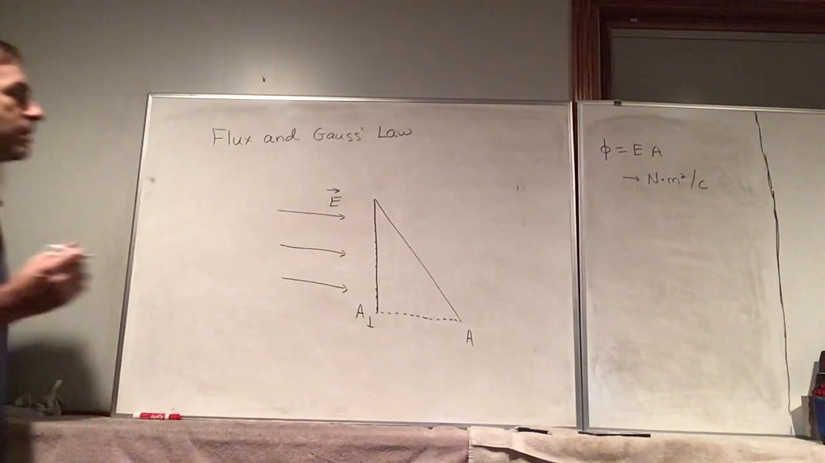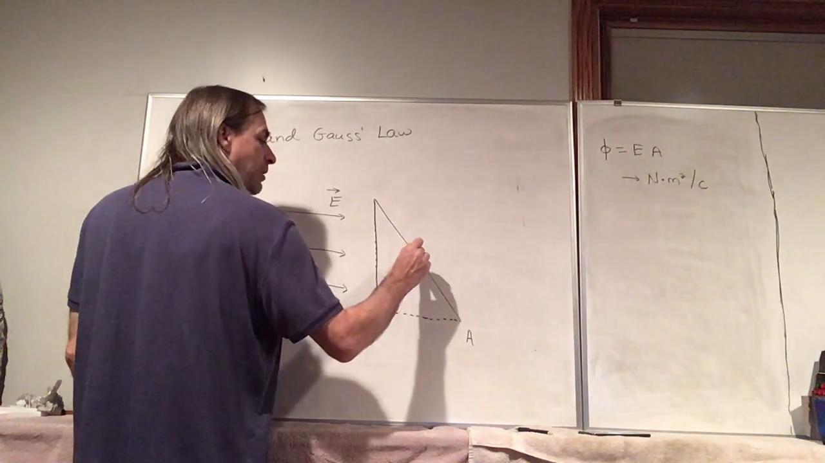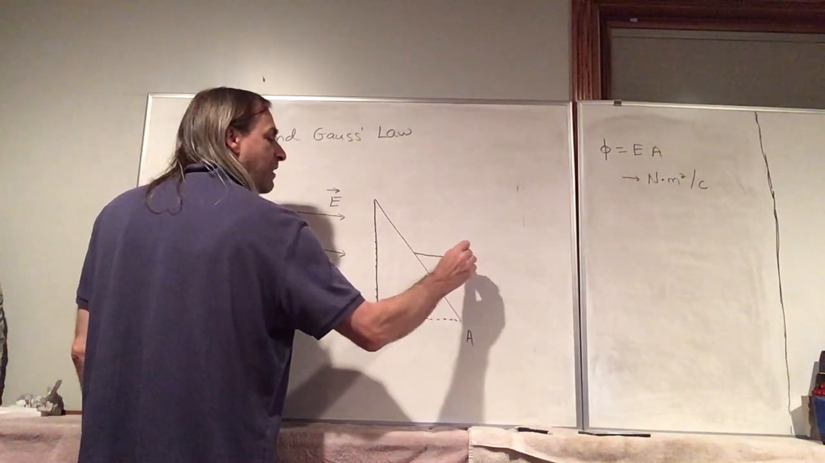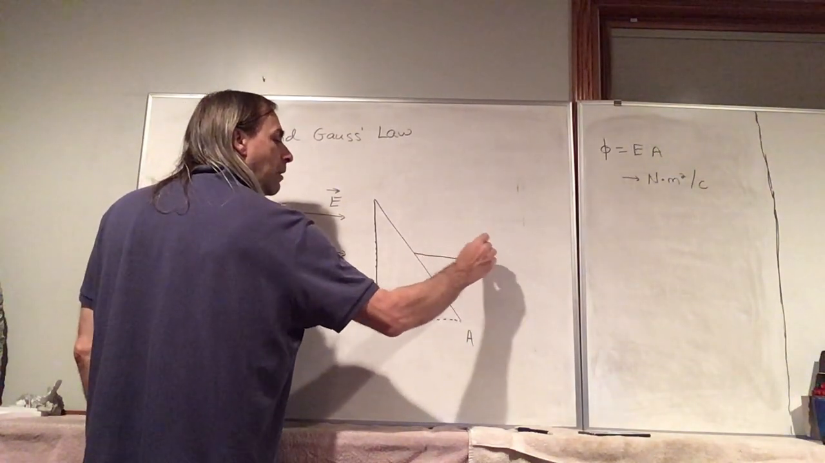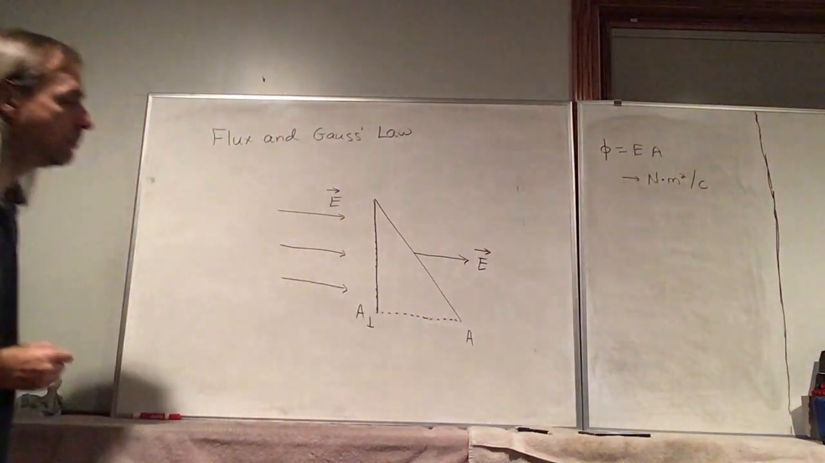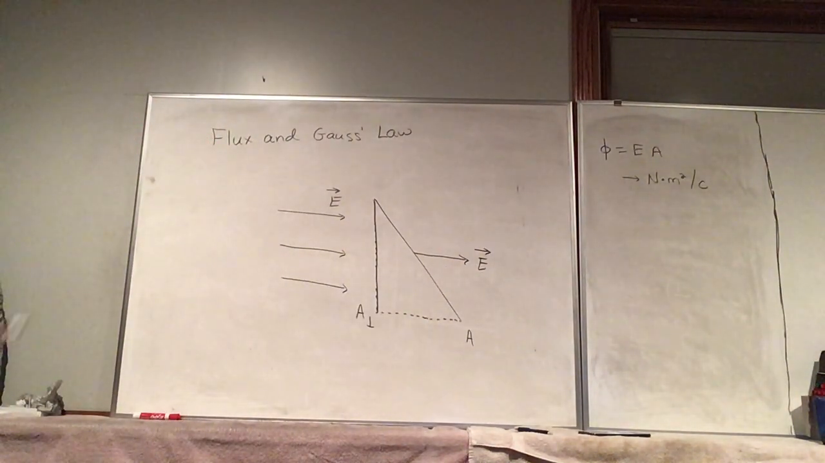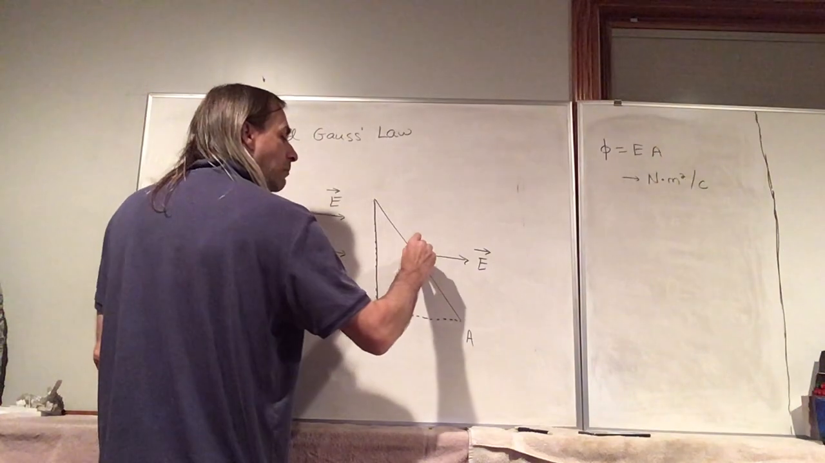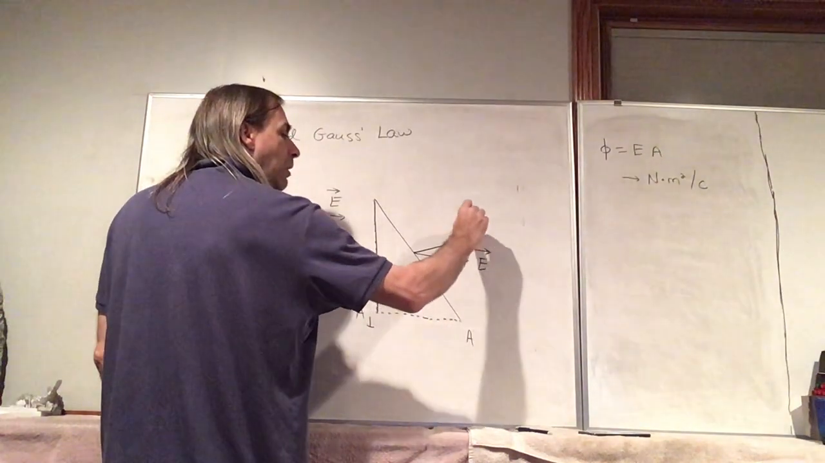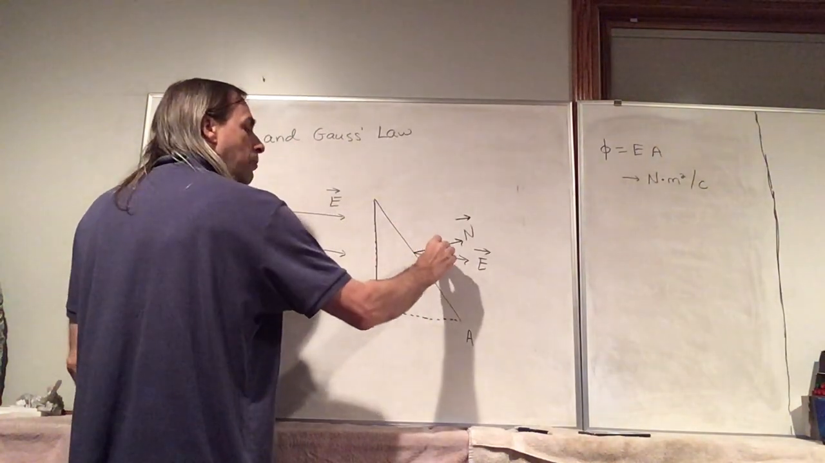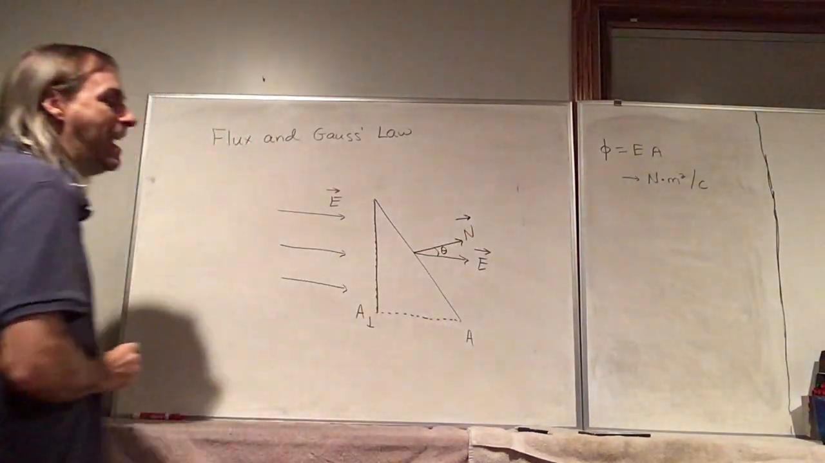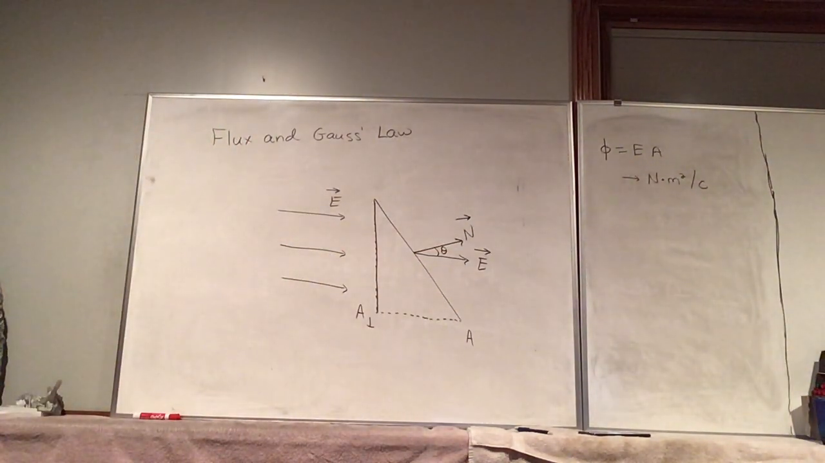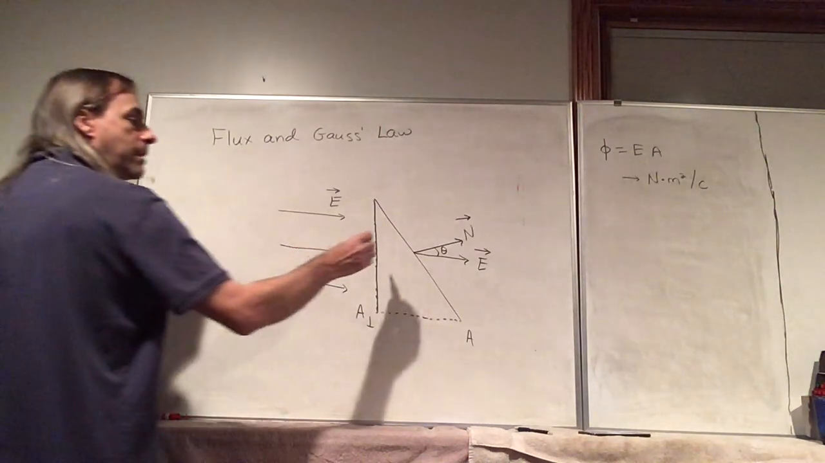So let's draw just one electric field. They're all pointing in the same direction because it's a uniform electric field: the same direction and the same magnitude everywhere in space. And I'm going to draw a normal vector, that is, perpendicular to the surface. And let's say the angle between the normal vector and the electric field is theta.